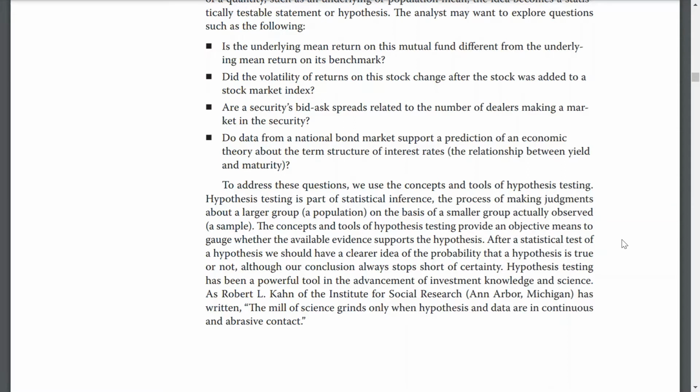After statistical tests of a hypothesis, we should have a clear idea of the probability that a hypothesis is true or not. Although our conclusion always stops short of certainty, hypothesis testing is a powerful tool in the advancement of investment knowledge and science. As Robert L. Kahn of the Institute for Social Research in Ann Arbor, Michigan has written, the mill of science grinds only when hypothesis and data are in continuous and abrasive contact.